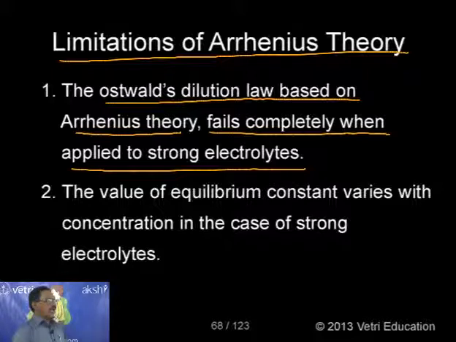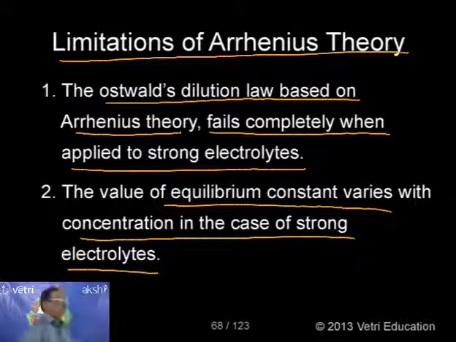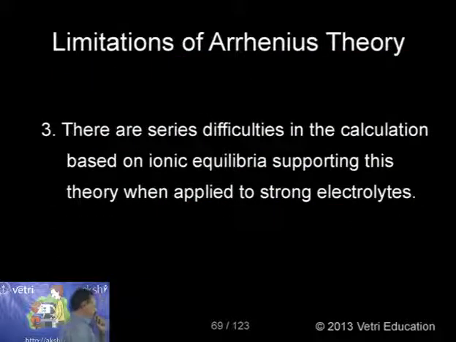In the case of strong electrolytes, why does it fail? Arrhenius theory fails to explain. Number two, the value of the equilibrium constant, Kc and Kp, we have already discussed there. The value of the equilibrium constant varies with the concentration in the case of strong electrolytes. Why? Again, the Arrhenius theory fails to explain. It's not giving any explanation. It's a drawback again. Okay, the next one.